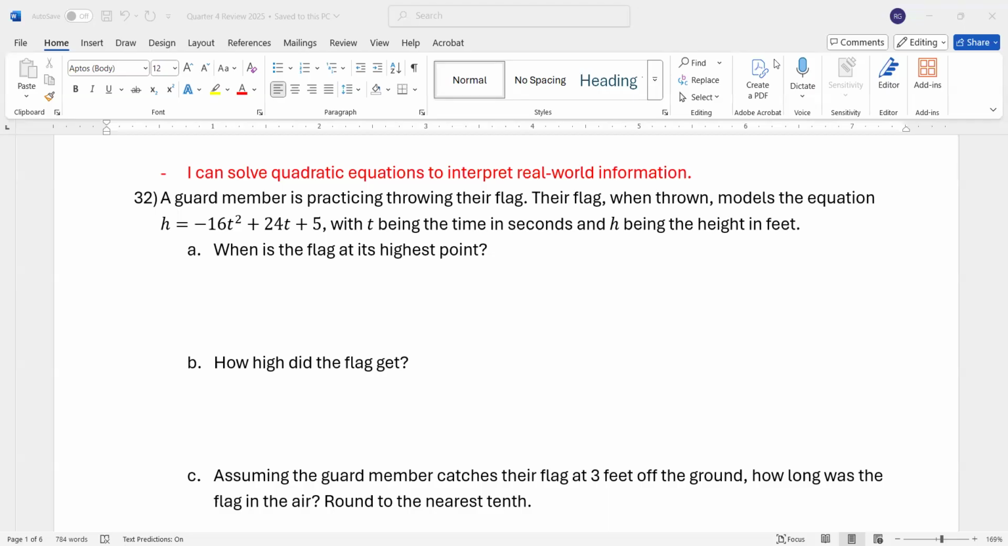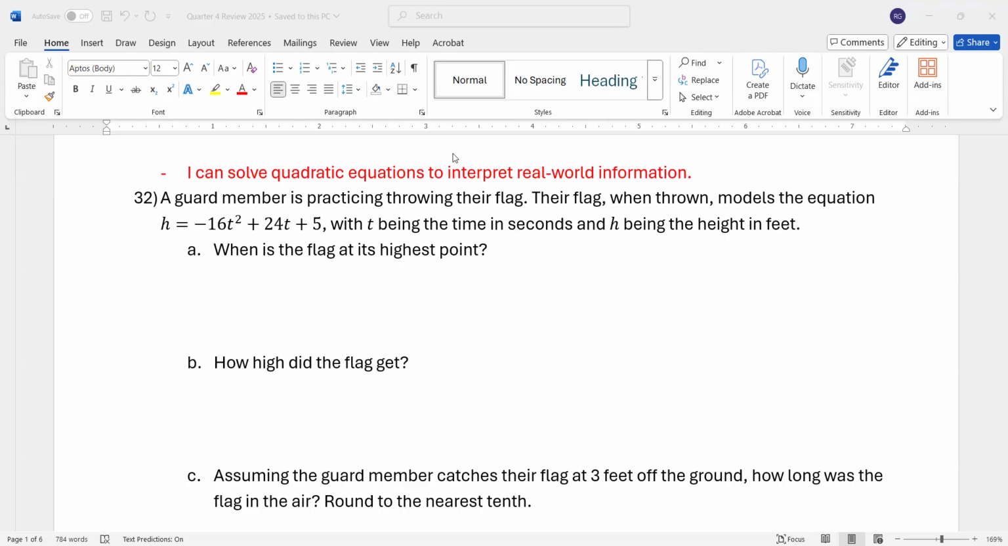Okay, here we go with the last couple problems. Word problems with quadratics. So a guard member is practicing throwing their flag. Their flag, when thrown, models the equation, and there it is, with t being the time in seconds and h being the height in feet. When is the flag at its highest point?